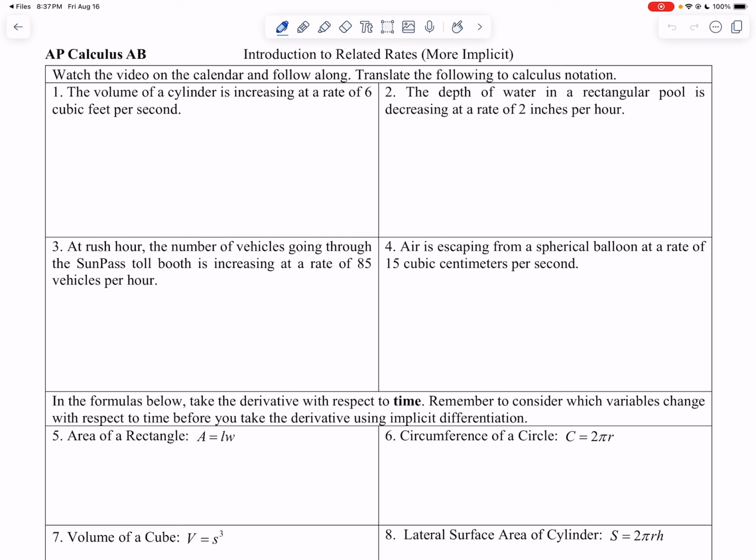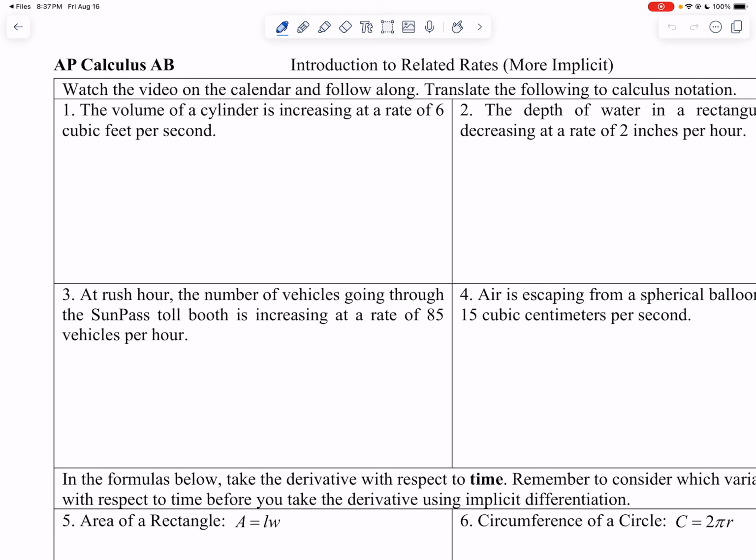Number one says the volume of a cylinder is increasing at a rate of 6 cubic feet per second. So since we're talking about volume, I'm going to say dV/dt is equal to, since we're increasing, it's going to be 6. And then don't forget about your units, feet cubed per second.